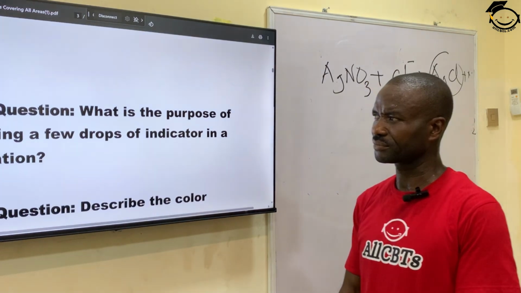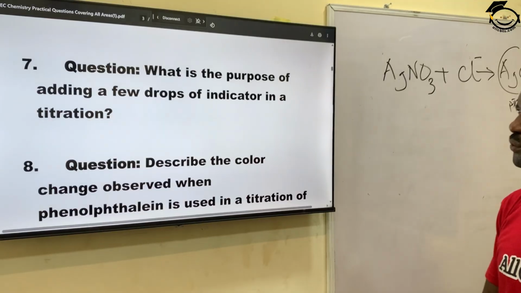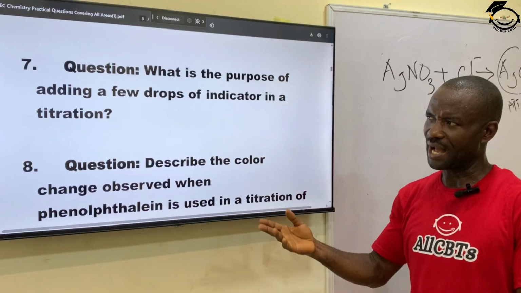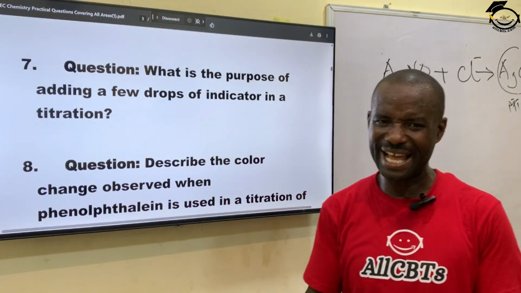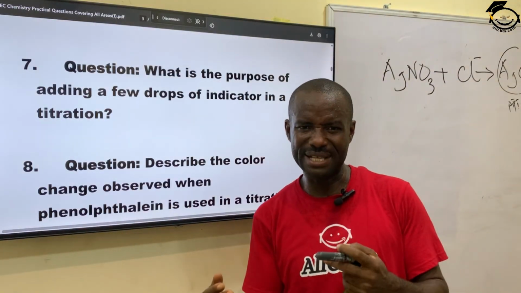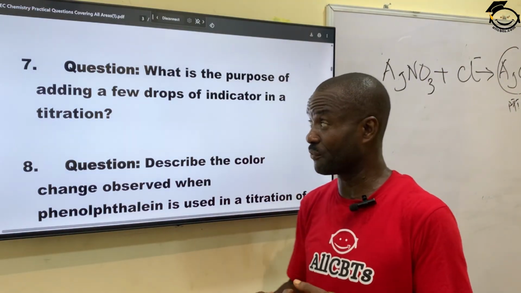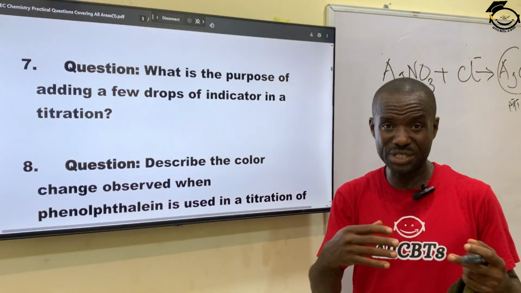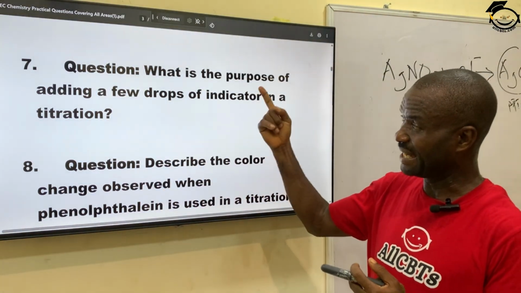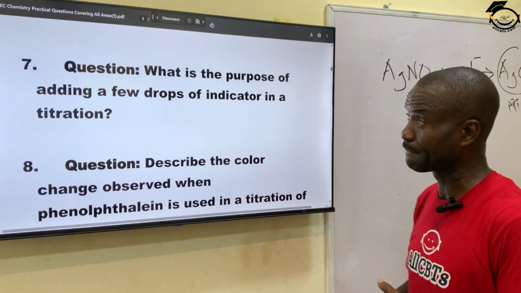Question 7. What is the purpose of adding a few drops of indicator in a titration? Indicator, as the name implies, is to indicate the equivalence point, or we call it the end point, where acid and base actually neutralize, where a certain volume of acid is neutralized by the given volume of base. So that point at which they reach equivalence is indicated by an indicator with a color change. So that is why an indicator is needed in the titration.